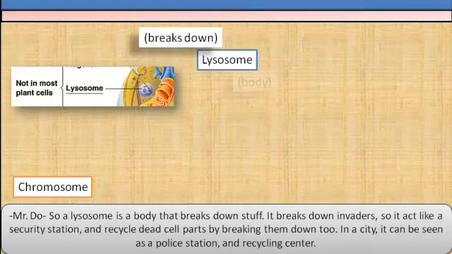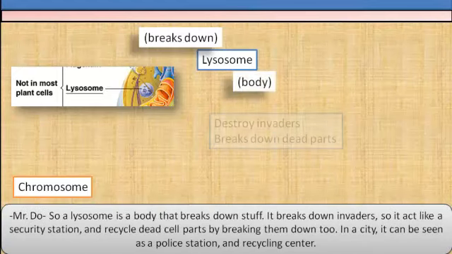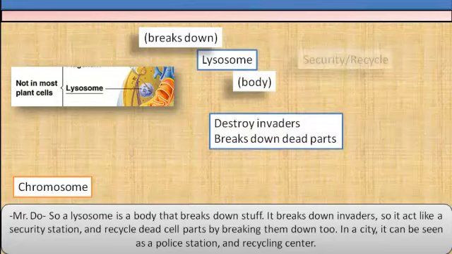So a lysosome is a body that breaks down stuff. It breaks down invaders, so it acts like a security station, and it recycles dead cell parts by breaking them down too. In a city, it can be seen as a police station and recycling center.